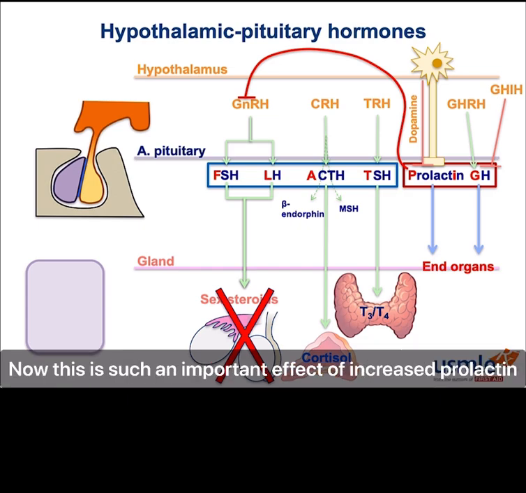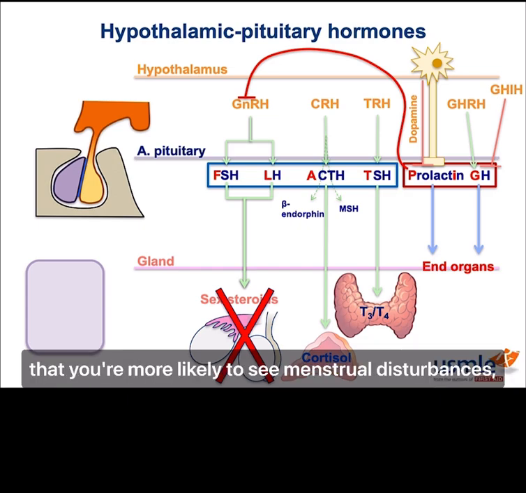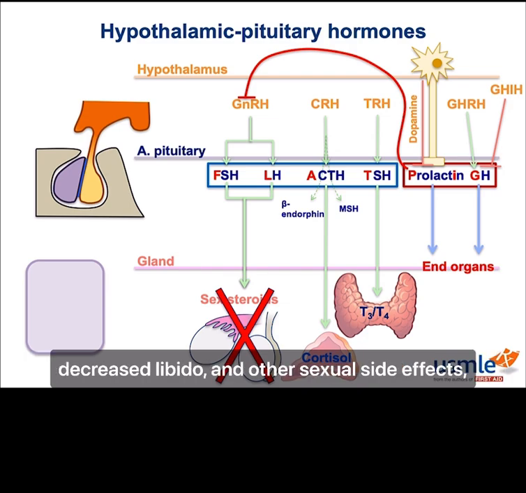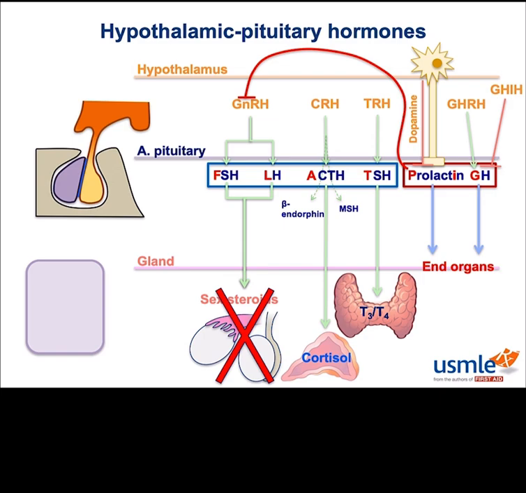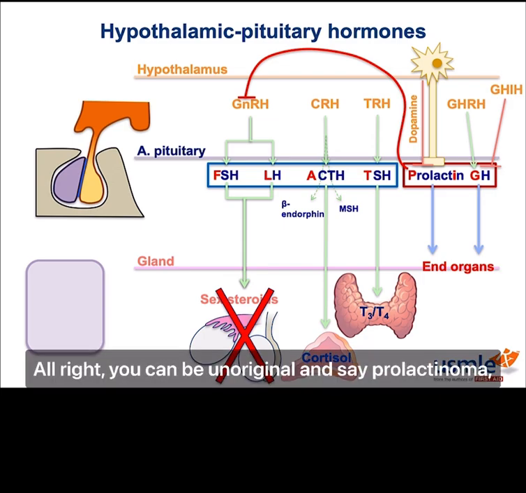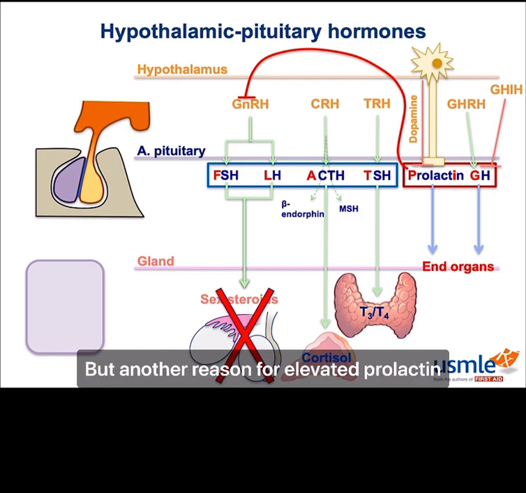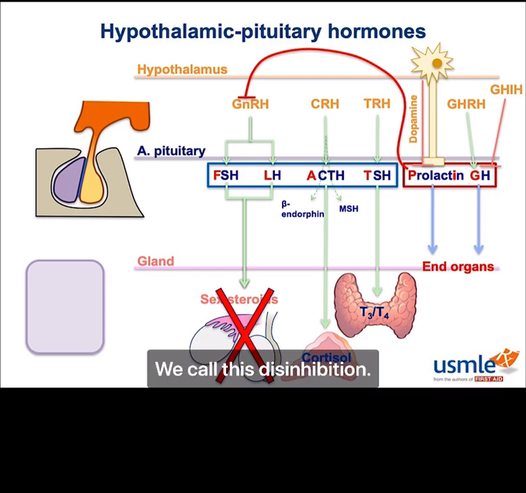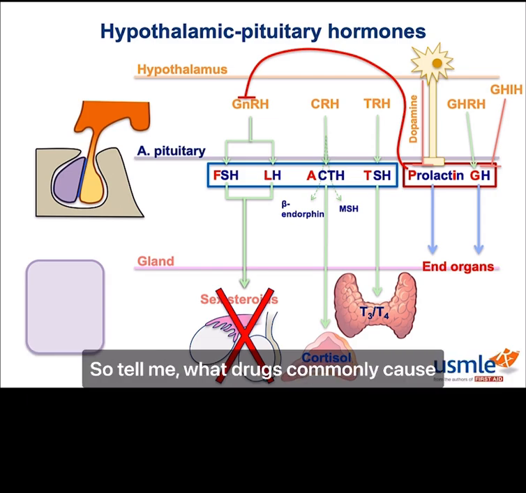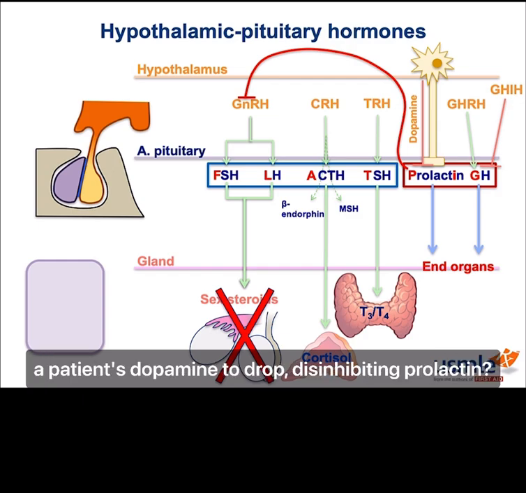Now, this is such an important effect of increased prolactin that you're more likely to see menstrual disturbance, decreased libido, and other sexual side effects before you see galactorrhea. So what are some instances during which you might see increased prolactin? Alright, you can be unoriginal and say prolactinoma, and yes, you'd be correct. But another reason for elevated prolactin is if dopamine isn't doing its job inhibiting prolactin. We call this disinhibition. So tell me, what drugs commonly cause a patient's dopamine to drop, disinhibiting prolactin?